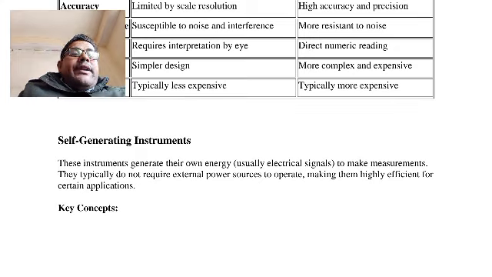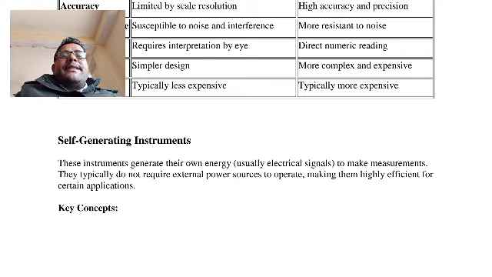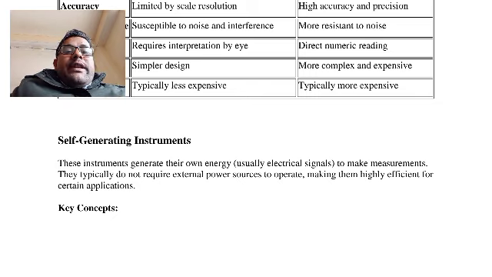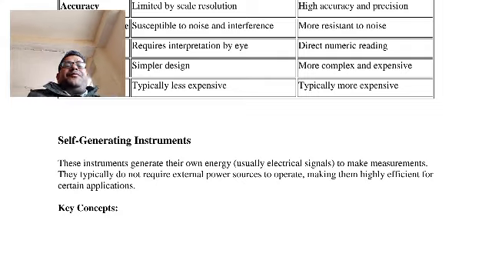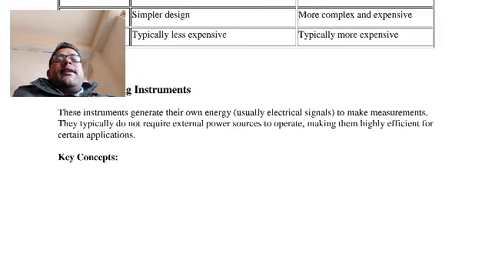Now the second topic we will discuss is the self-generating instrument. What is self-generating? These instruments generate their own energy, usually electrical signals, to make the measurement. They typically don't require an external power source to operate, making them highly efficient for certain applications. There is no need to give an external power supply to operate the instrument and produce the output.